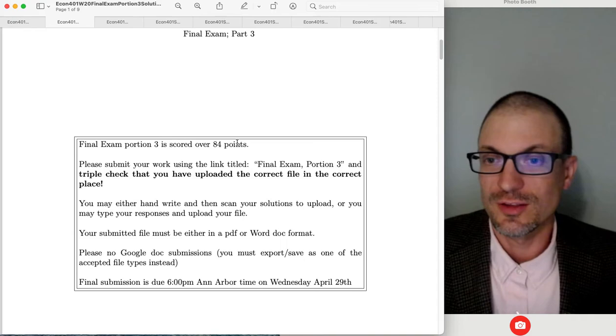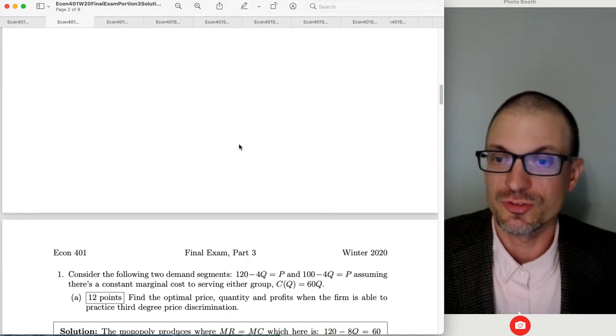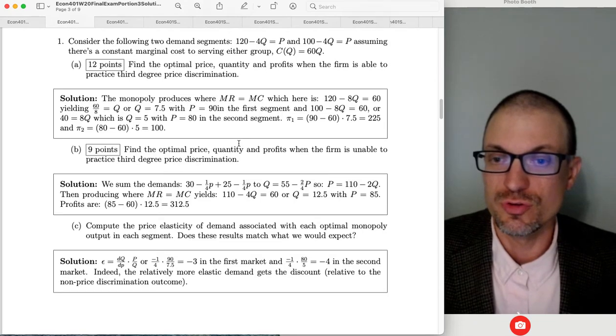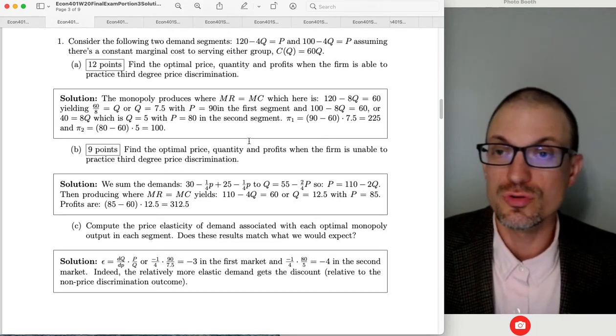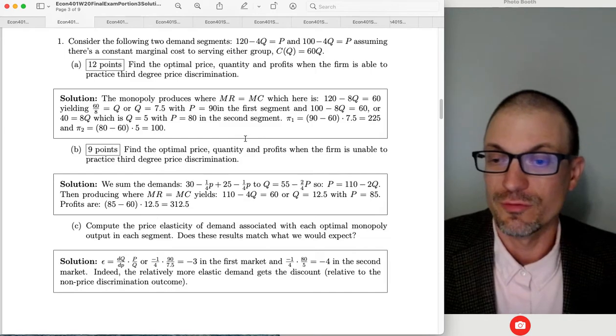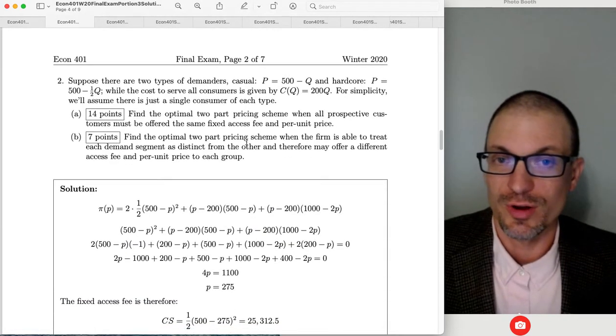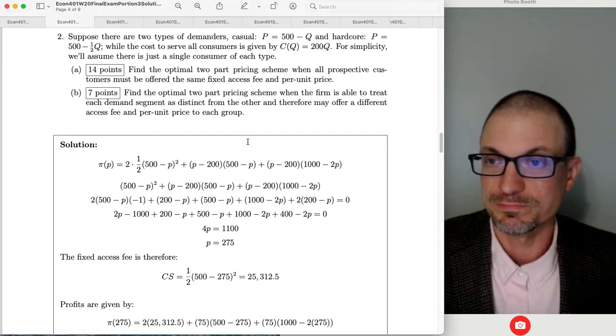Anyway, let's go through each of these. The winter 20 exam was split over 3 parts. The spring 20 and spring 21 exams were split over 2 long form parts. For all of these, there's a multiple choice component, which unfortunately I don't have replicated here.